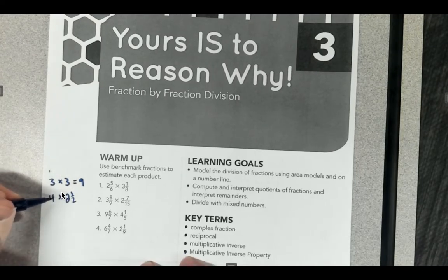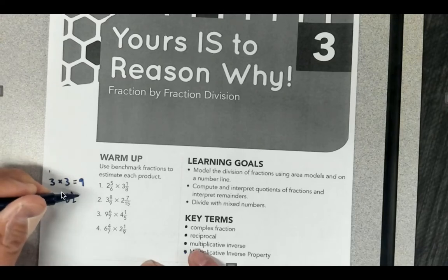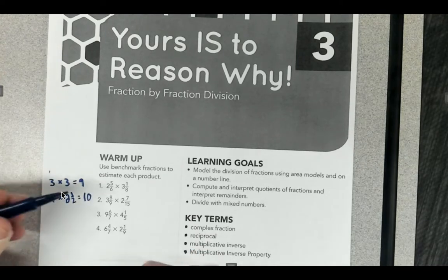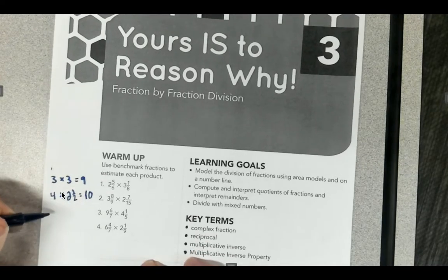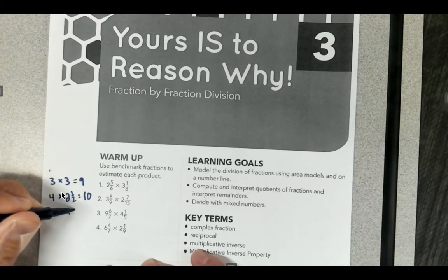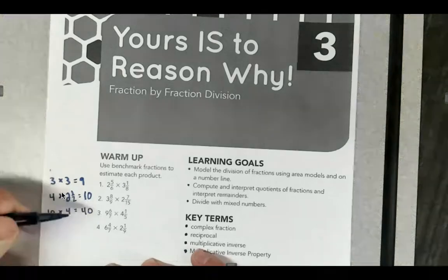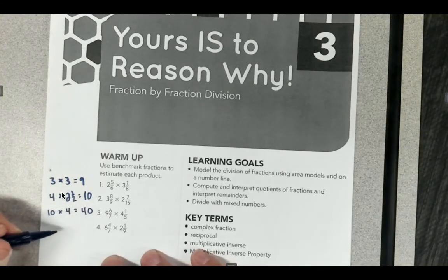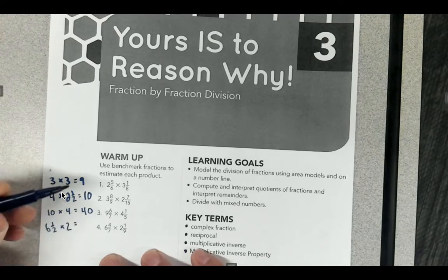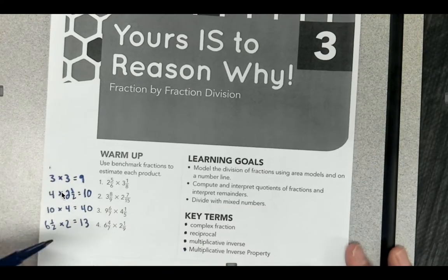4 times half of 4, which is 2, or 4 plus half of 4, which is 2, is going to be 10. 9 6/7 is close to 10. 4 1/5 is close to 4. 10 times 4 is 40. 6 4/7 is close to 6.5. 2 1/9 is close to 2. 6.5 twice is going to be 13. Okay. Doesn't say I have to solve these, so I don't have to solve these.